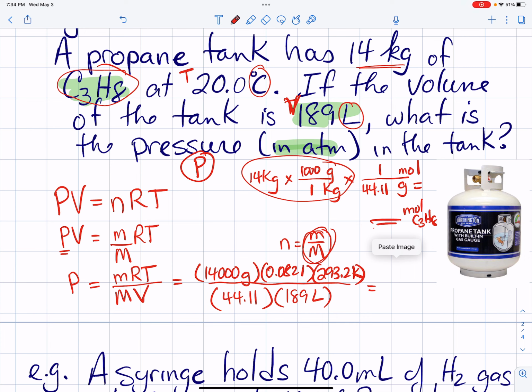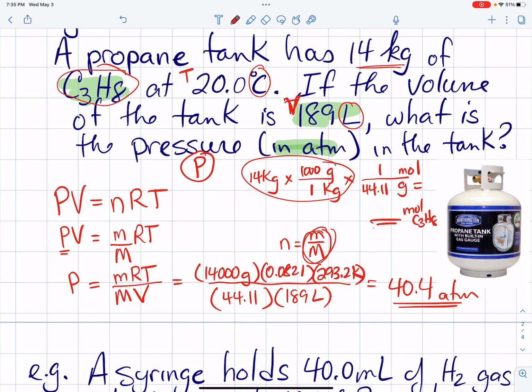So listen to how I type this on the calculator. Because they're multiplied on the bottom, I'm going to divide by the first number, 44.11, and then divide again by the second number, 189. Dividing twice means I don't have to use brackets. So the answer I get with three significant digits, our volume has three digits, is 40.4, and that's our pressure. And because we used 0.0821 as the R value, this will be in atmospheres.